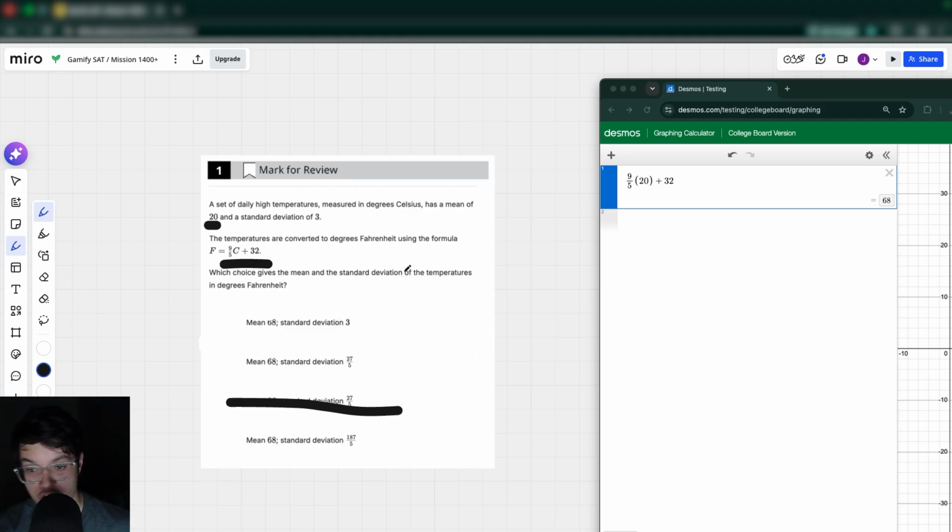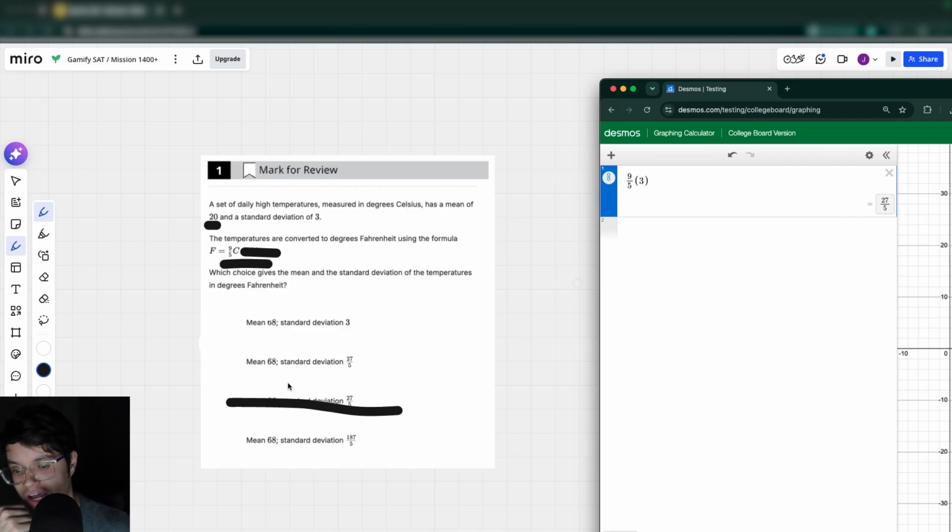For the standard deviation though, remember you only do the multiplication. The adding has no bearing on the standard deviation at all. So 9/5 C. 9/5 times 3 would be 5.4, which if you do the fraction on it is equal to 27 divided by 5. So therefore the correct answer for this would be B.